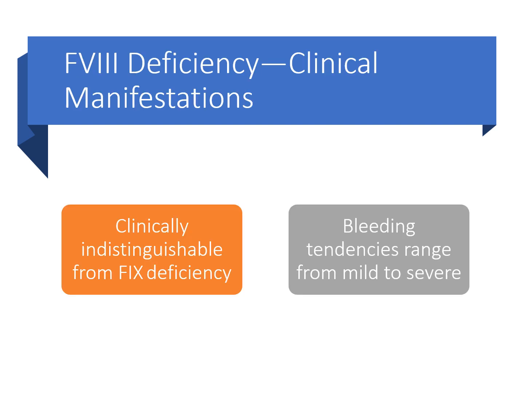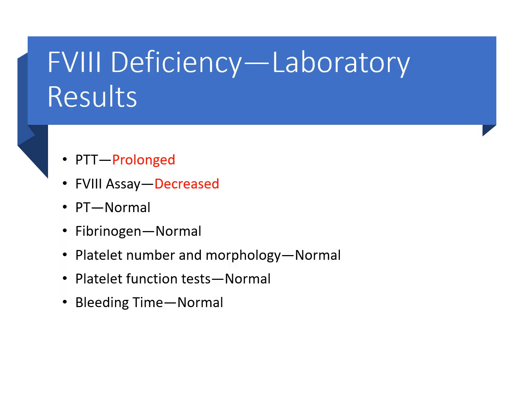Factor VIII deficiency and factor IX deficiency have pretty much exactly the same clinical manifestations. Clinically, it's indistinguishable from factor IX deficiency. There are going to be some bleeding tendencies that range from mild to severe. And we'll talk more about those as we go along. The very first thing the physician is going to do in a patient who has a family history of hemophilia, or if a patient is demonstrating hemorrhagic tendencies, is COAG testing.